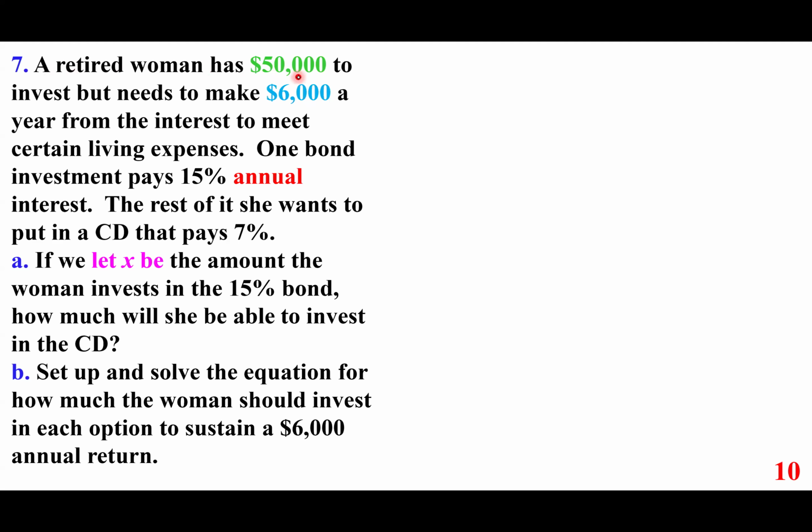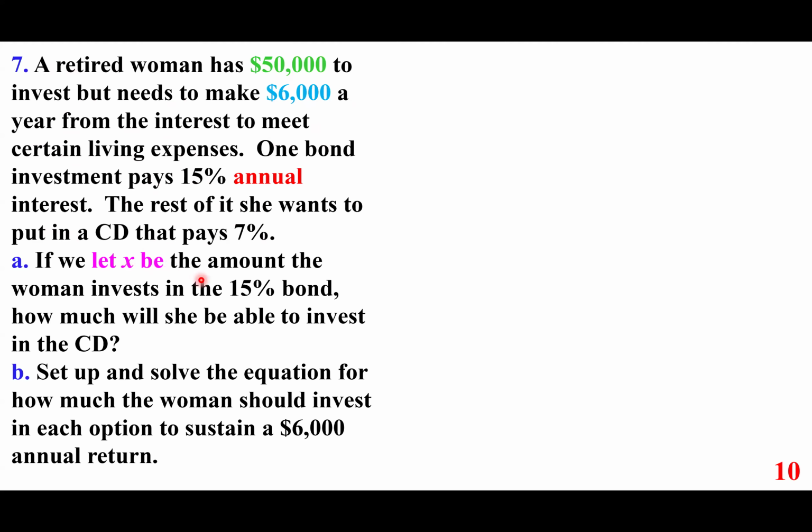A retired woman has $50,000 to invest, but needs to make $6,000 a year from the interest to meet certain living expenses. One bond investment pays 15% annual interest. The rest of it she wants to put in a CD that pays 7%.